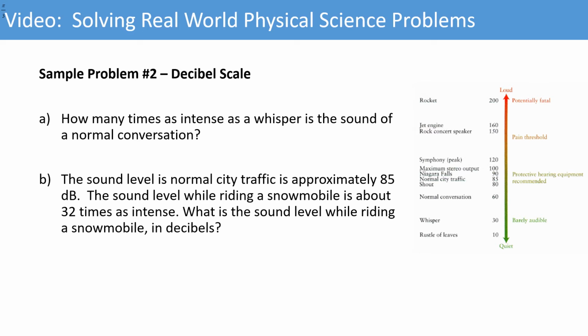Sample problem number 2. How many times as intense as a whisper is the sound of a normal conversation? The sound level in normal city traffic is approximately 85 decibels. The sound level while riding a snowmobile is about 32 times as intense. So what then is the sound level while riding a snowmobile in decibels?